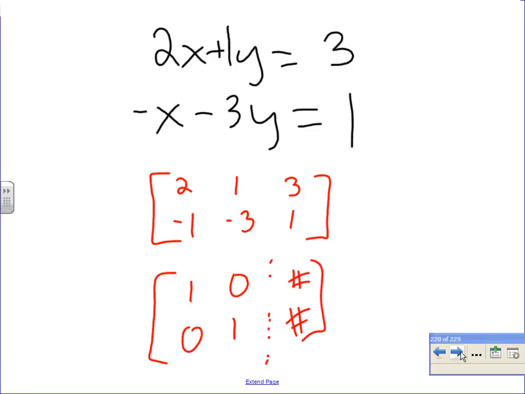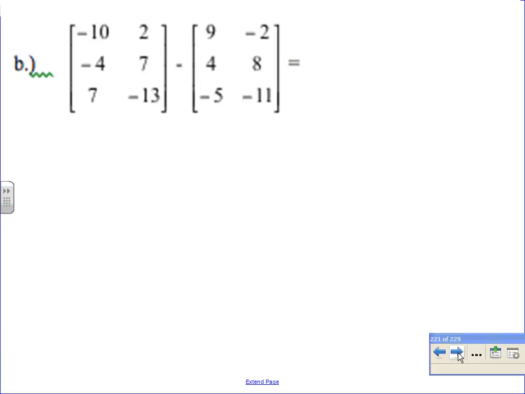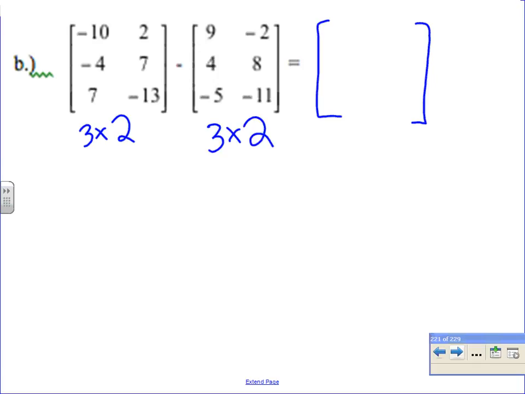Okay? Let's go to letter B. Okay, letter B is a subtraction problem. So be careful on this one. Let's go over the dimensions first. Mary, what are the dimensions to the first matrix? Good. Rows by columns. Adam, what are the dimensions in the second one? Good. You have to have the same dimensions to add or subtract. Rows by columns, rows by columns.